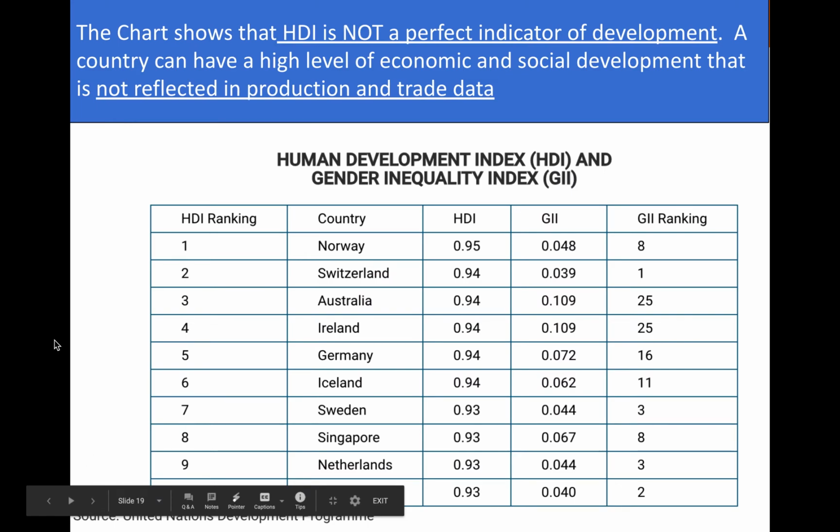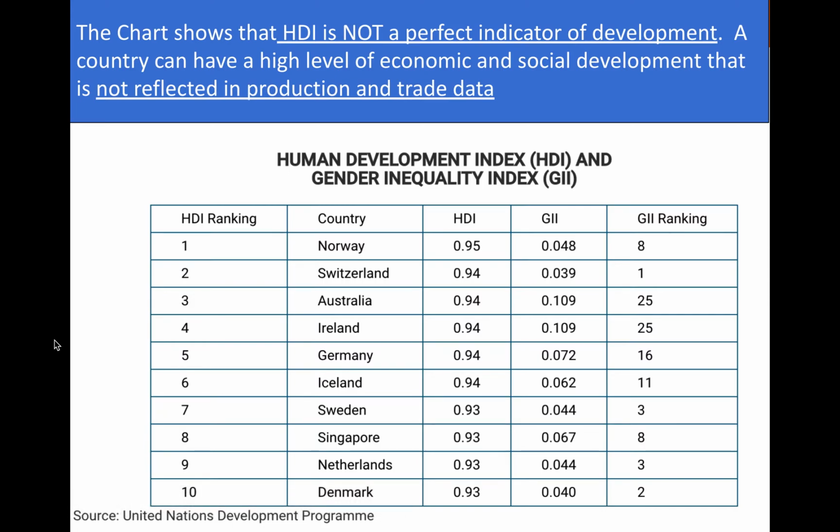All right, so HDI is not a perfect indicator of development. It doesn't reflect the whole country because of regional variation. You can have higher economic and social development that are not reflected in production and trade. So again, as we saw with New Zealand, they have a higher social development than other countries, and that would rank them high in HDI. So two distinct glaring flaws with HDI are that it's not a perfect indicator: it doesn't show the regional variation, it doesn't show the distribution of wealth, and it also doesn't show the equality between men and women.